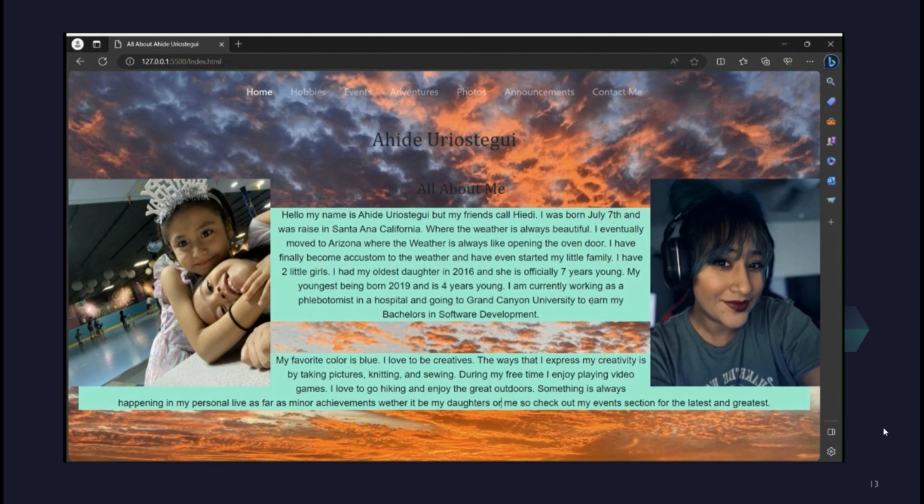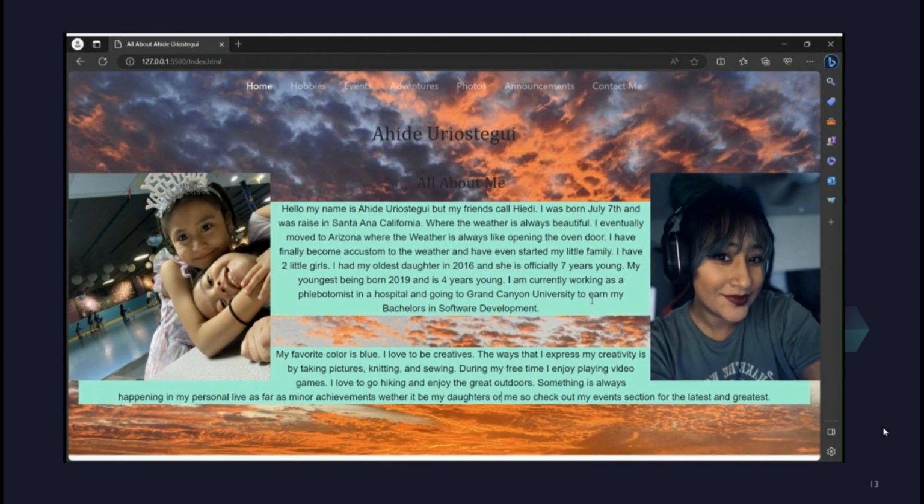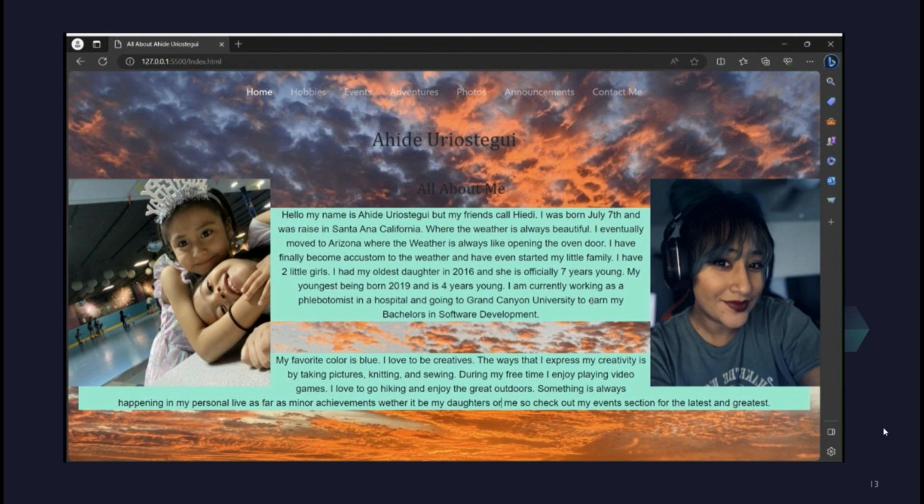I'm currently working as a phlebotomist in a hospital and going to Grand Canyon University to earn my bachelor's degree in software development. My favorite color is blue. I love to be creative, and the ways I express my creativity are by taking pictures, knitting, sewing, and during my free time I enjoy playing video games. I love to go hiking and enjoy the outdoors, and something is always happening in my personal life, as minor achievements, whether it be my daughters or me. So check out my events section for the latest and greatest.